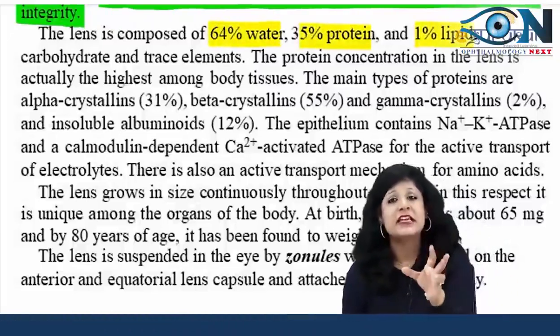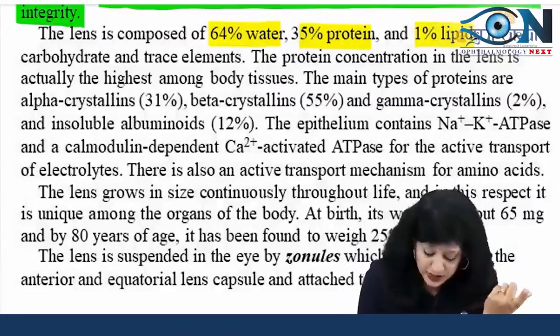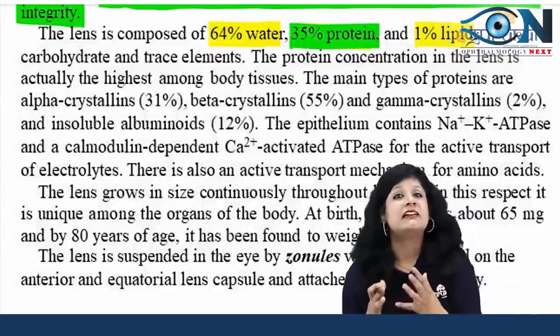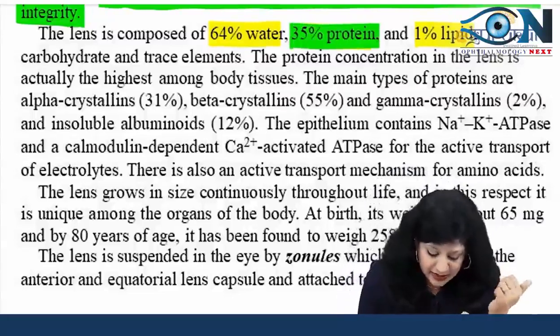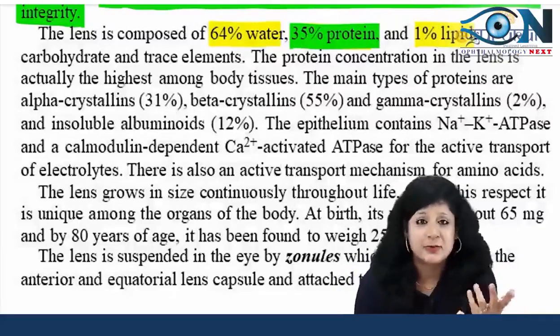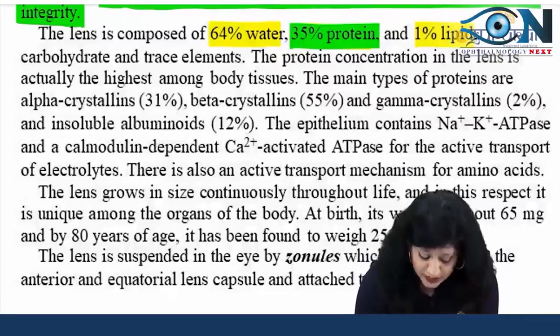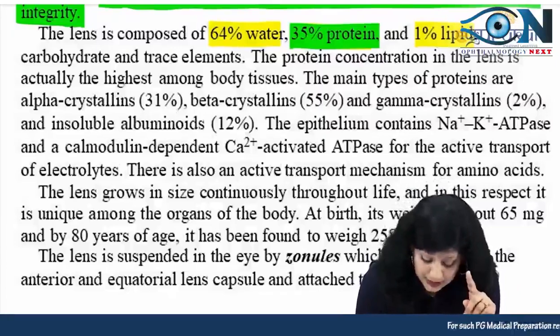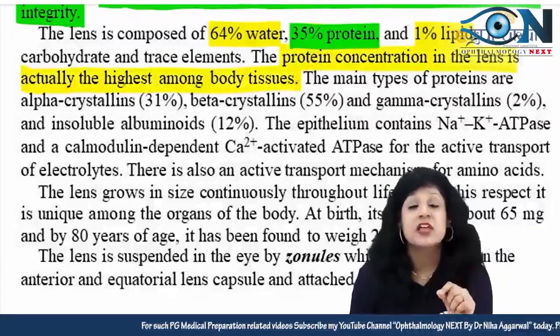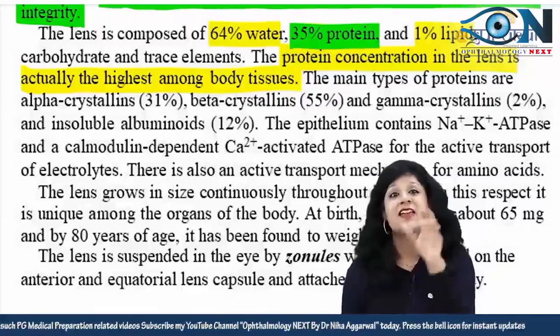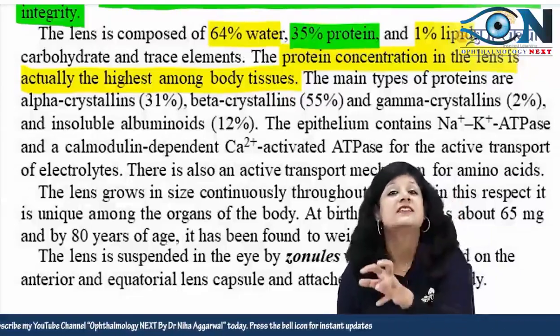Lipid. So majority is water, but after water, what is in great deal is 35% protein. That is why we say that the lens is proteinaceous in nature. Only 1% lipids. And then you have carbohydrates and trace elements too. Now the protein concentration in the lens is actually the highest among the body tissues. They are not saying in the eye, they are saying in the body tissues, the lens contains the highest protein.